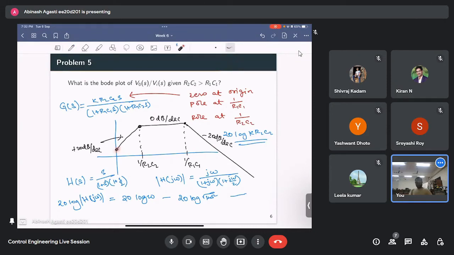So, since there is a 0 at origin, at the beginning we'll have plus 20 dB per decade. Then when we encounter the first pole, plus 20 minus 20 gives 0 dB per decade. And after encountering the second pole, the slope will become minus 20 dB per decade.